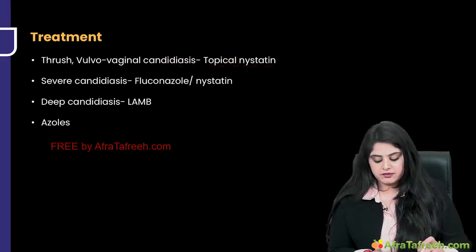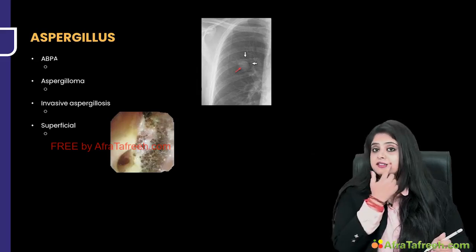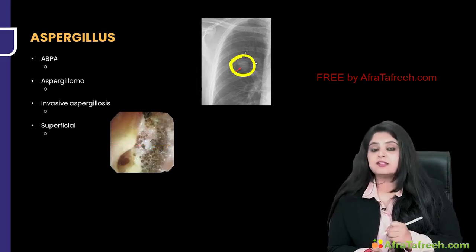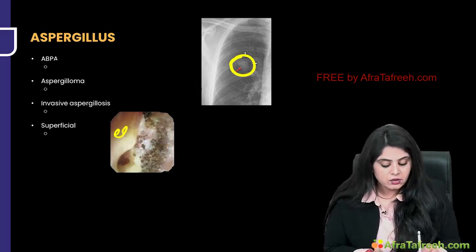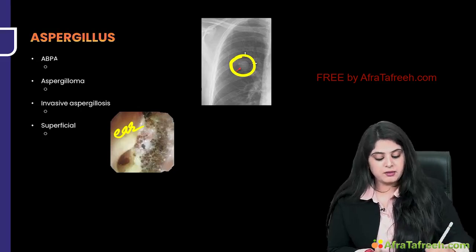What is the next one that we are going to come to? I'll show you a picture. Maybe then you can identify. Yes, aspergillus. So I can see in the lungs, kuch aspergillus has caused. In the ear canal also it has caused something. So what are the different aspergillus things that can come up to us?